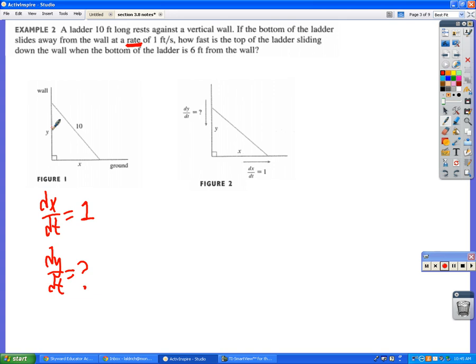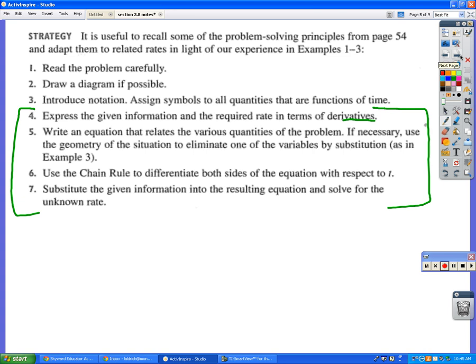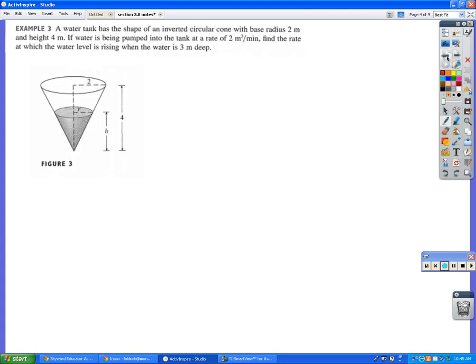So here are the various quantities of the problem. We're going to go Pythagorean theorem. In this situation, x squared plus y squared equals 100. We're in luck here because the ladder is a fixed distance, so this only has two variables, and we're going to be fine. So we don't have to do this part: if necessary, use the geometry of the situation. Next, use the chain rule to differentiate both sides of the equation with respect to t.